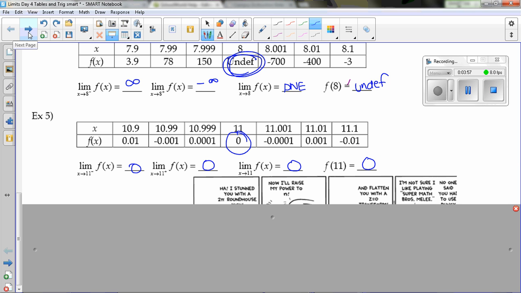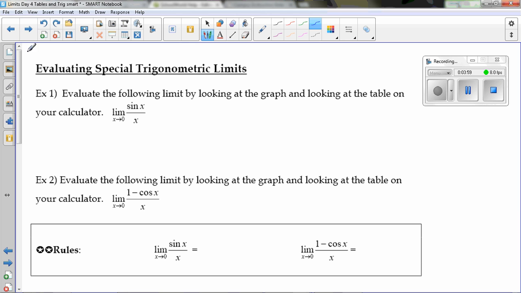All right, so there's the easy stuff. The back is the hard new stuff, which you have not seen before. So these are what I like to call special trigonometric limits. So if I want to evaluate the following limit by looking at a graph and looking at the table on your calculator, I want you to get out your calculator and graph this right now. I'm going to do the same.